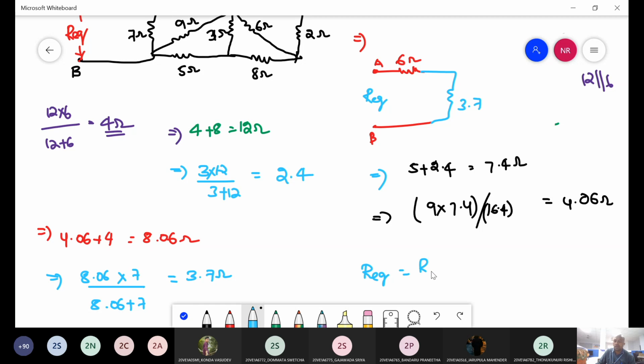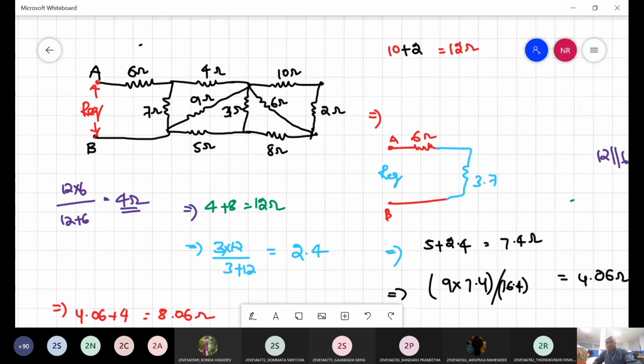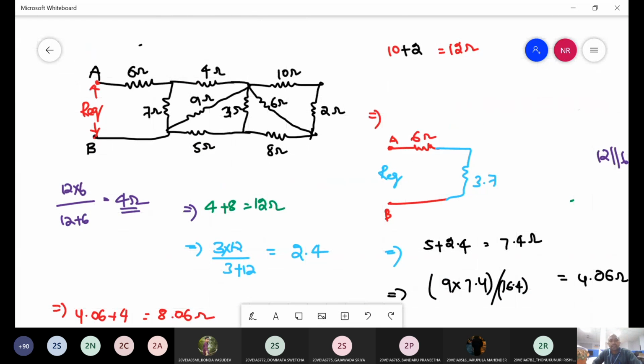R equivalent or RAB, right? The 6 and 3.7. What is the combination? Parallel or series? Series. That is series. 6 plus 3.7. How much it is? 9.7. So here, generally in this circuit, basically it looks like star delta. But my suggestion is star delta is only preferable if series parallel is not possible. Then only star delta is preferable.